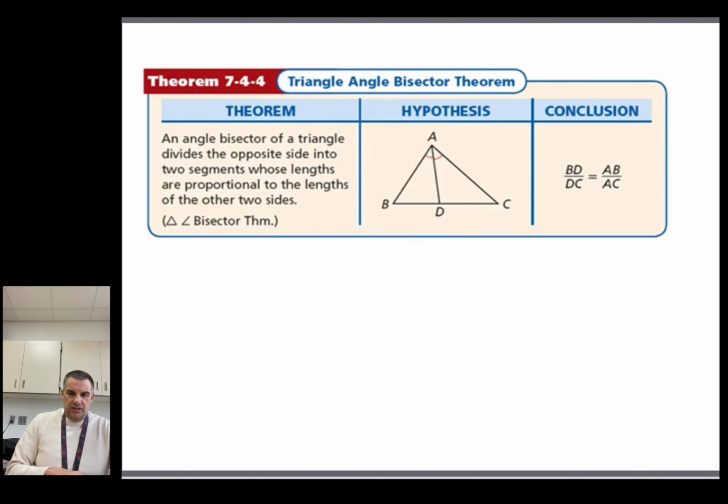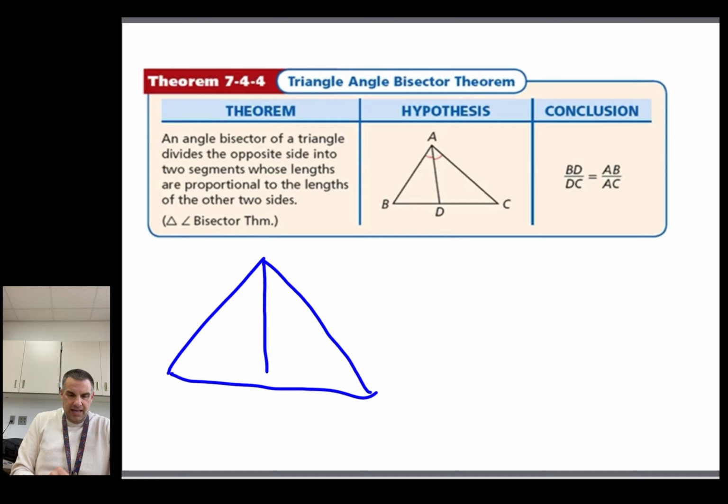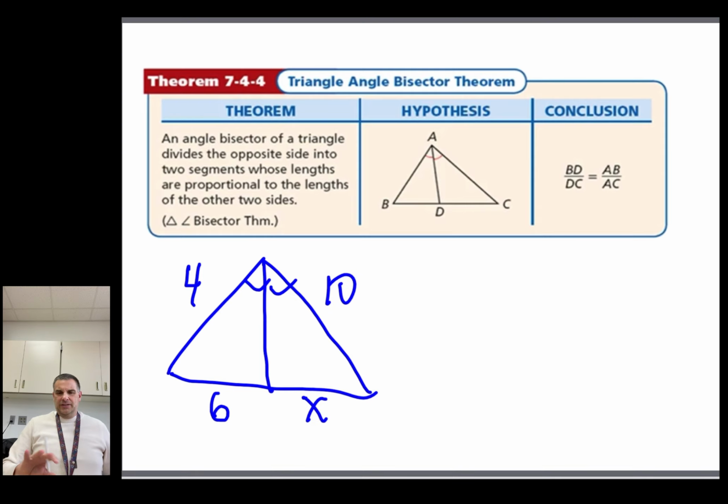The last theorem, the triangle angle bisector theorem, says that if you have this triangle and there's an angle bisector in there, this breaks it up into proportions. And I'm going to say that this is 4 and this is 6, and let's say this is 10 and this is x. Now, I do it a little bit differently than they do it.